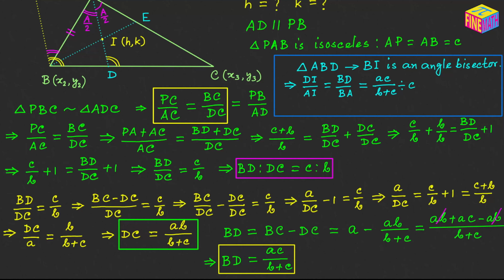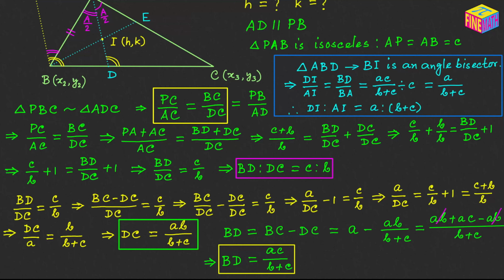And that can be written as AC over B plus C, because we just calculated the length of BD, which is AC over B plus C, divided by BA. BA is nothing but the side length C. So I have noted it as AC over B plus C, that is for BD, divided by BA, for which I have noted C. And if we simplify that, that becomes A over B plus C. So you can see that DI is to AI is actually A is to B plus C. And that is another very interesting property of the incenter, that the incenter divides an angle bisector in this type of ratio. And what is that ratio? Well, the ratio is actually the opposite side of the angle is to the sum of the two sides that contain the angle.